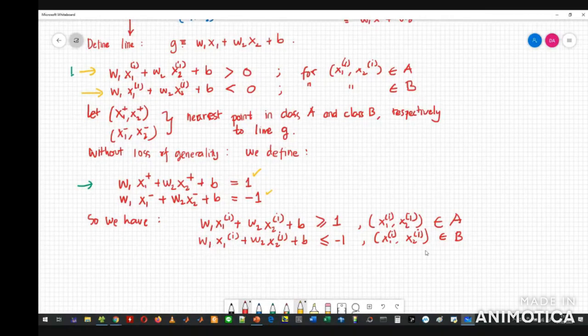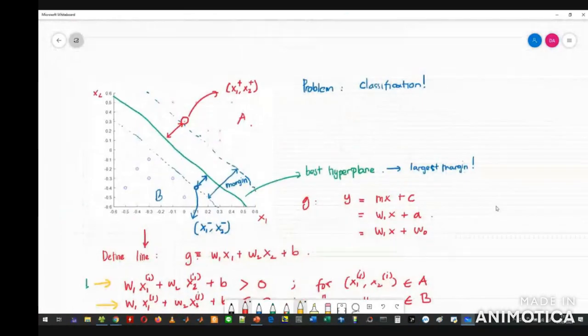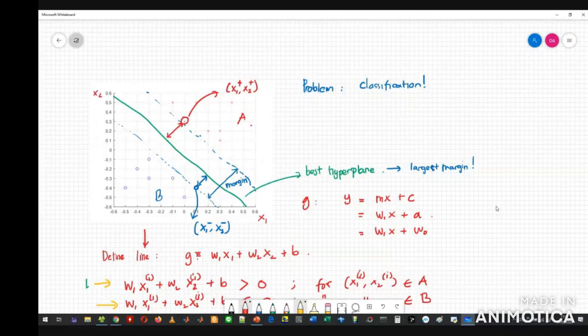So let us review. What is our aim actually? We would like to generalize this point, so we would like to maximize what we call the margin. This margin depends on the line, and the line itself is defined by this one. So let's go back to our main aim.